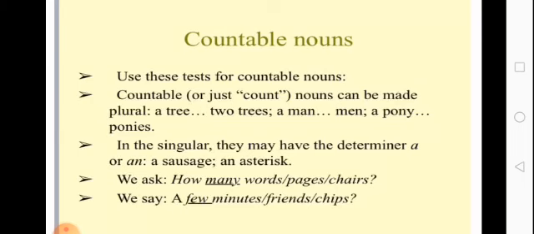Countable nouns use, now it is a kind of test, it's a kind of key for you. Clear? Countable nouns or just count nouns can be made plural. For example, a tree, and we can say two trees, a man and men, a pony and ponies. In the singular, they have the determiner a or an, a sausage, an asterisk. We ask how many words, pages, chairs. Clear? We say a few minutes, friends, chips. So all of these things are countable.